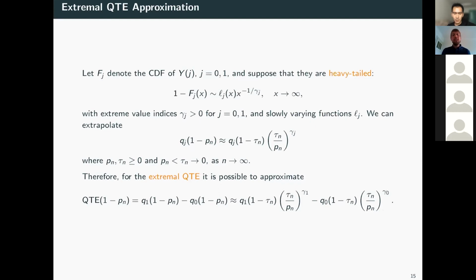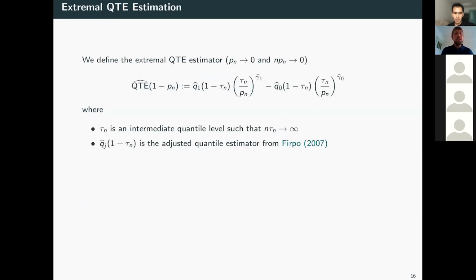How do we estimate these quantities that we have here? Well, we simply plug in estimators for the intermediate quantile and estimators for these extreme value indices gamma j hat. Tau n here is a kind of tuning parameter, the intermediate quantile, that determines how many extreme observations we use in our estimator of this empirical quantity. And this should satisfy n times tau n goes to infinity, so that we have enough observations to do empirical estimation. And this will be exactly this adjusted quantile estimator that we have seen from Firpo.